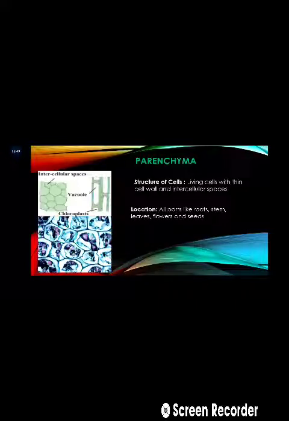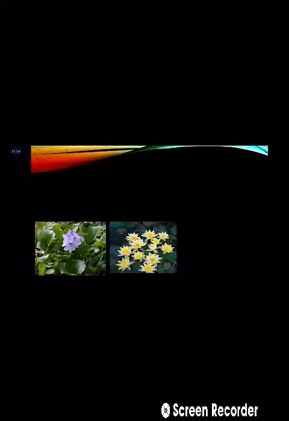Now, where are these exactly located? Parenchyma tissues are located in all the parts of the plants. You can find parenchyma in the root, stem, leaves, flowers as well as seeds. The function of parenchyma cells is to support storage of food and to fill the vacant places between the different tissues. Parenchyma cells are sometimes modified to carry out particular functions.